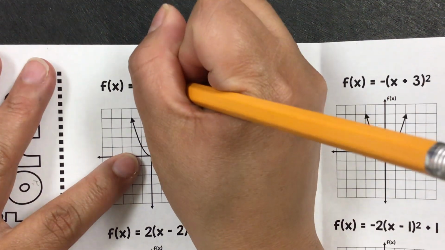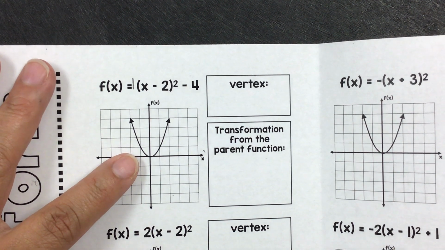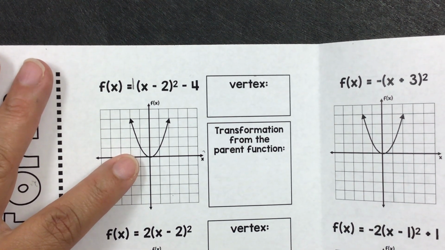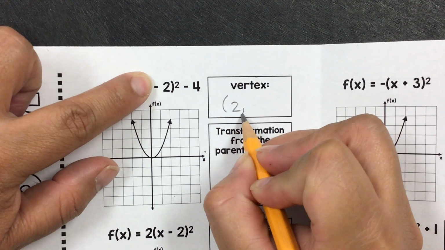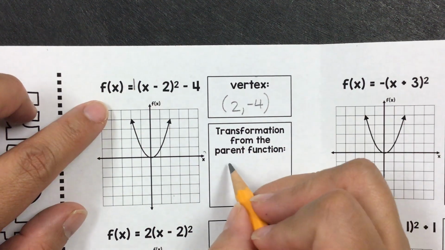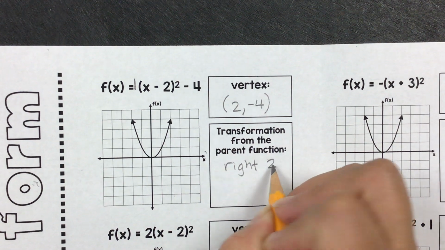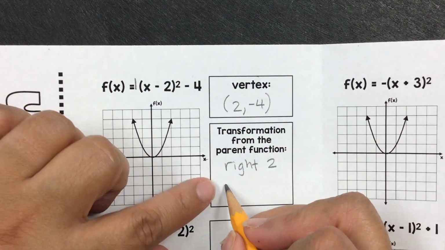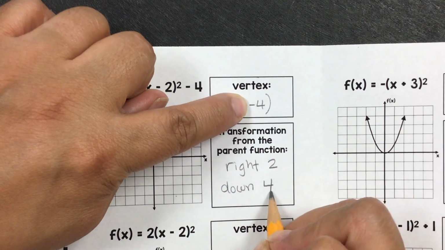Here, 1 is our A, so there's no change, no wider, narrower, or reflection. Our vertex is 2, negative 4. That means that we're going to go to the right 2 and down 4.